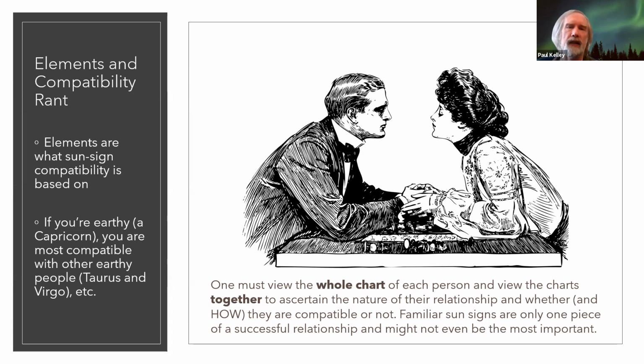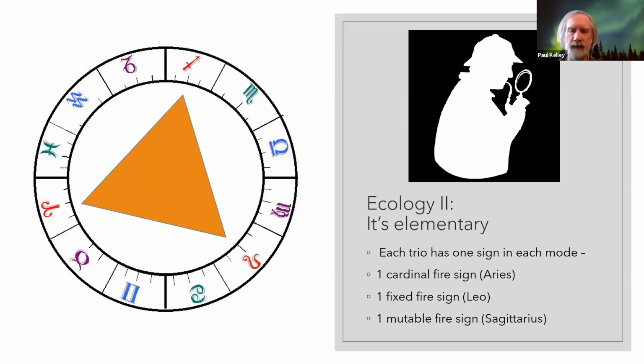So in this lecture, I'll just say this idea of compatibility in the kind of supermarket tabloid column sun sign astrology, or in those little posters or t-shirts that you get, this is what it's based on. It's based on the idea that signs of the same element have a familiarity about them. Again, there's so much more that goes into a relationship. Sun sign compatibility may not even be the most important thing.